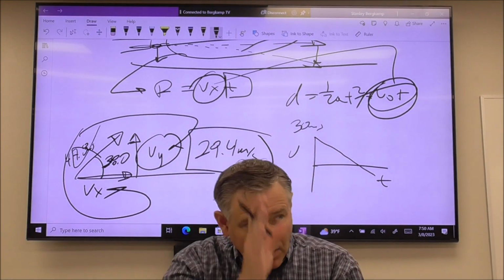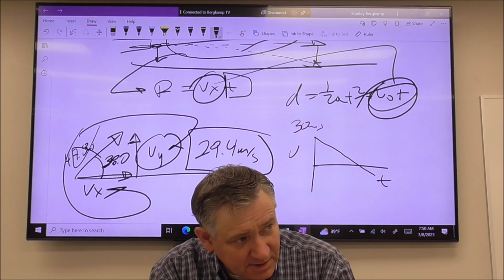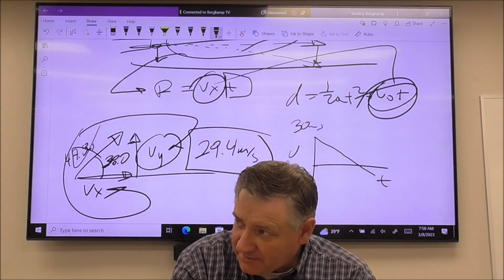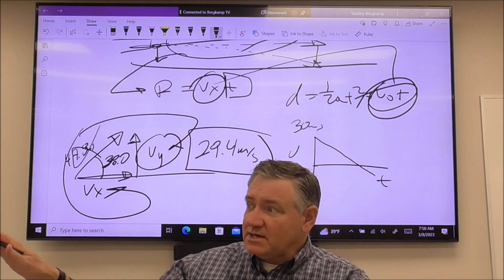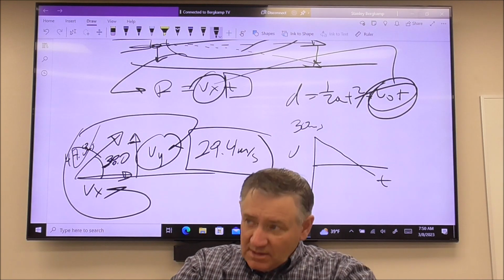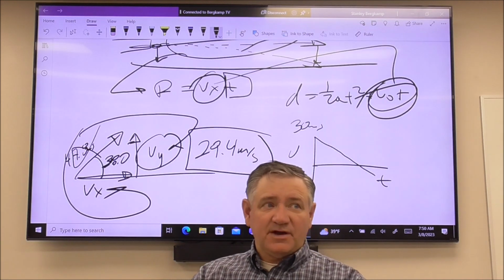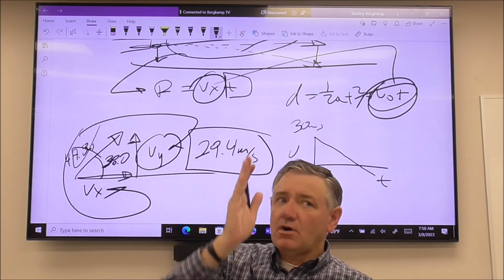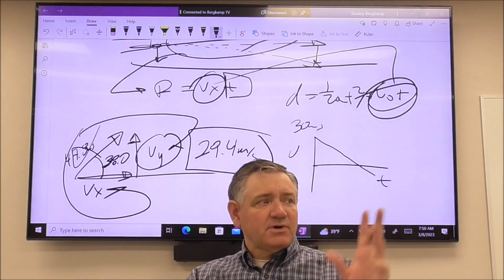And again, it's only the vertical component of the velocity that is impacted by gravity. Okay, the horizontal has nothing to do with it. The overall launch velocity has nothing to do with it. It is only the vertical component of that velocity. Don't talk about Vx, don't talk about the overall launch. Only the vertical.